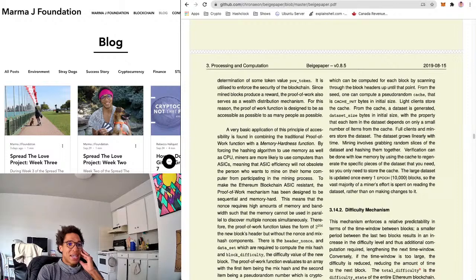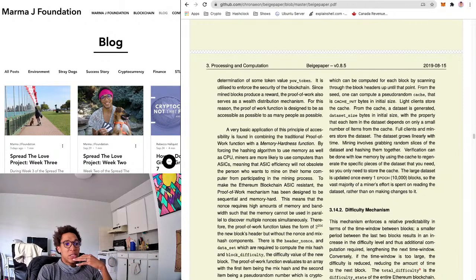From the cache, a data set is generated, data set init bytes in initial size, with the property that each item in the data set depends only on a small number of items from the cache. Basically, meaning you could look up data from the cache without having to have all the data. You only need the block, the nonce, the block header, some different header information. Full clients and miners store the entire data set.